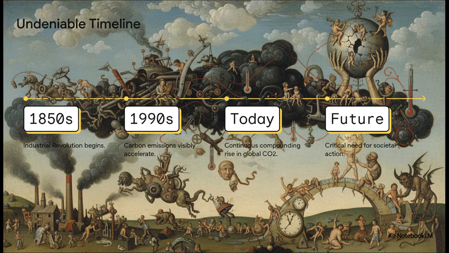So, when we strip away all the smoke and mirrors, how do these claims actually hold up against objective reality? Contrast the manipulators' confusing ratios with this undeniable timeline. 1850s, the Industrial Revolution begins. 1990s, carbon emissions visibly accelerate. Today, a continuous, compounding rise in global CO2. Honest analysis tracks this actual reality rather than hiding behind distorted geometry.